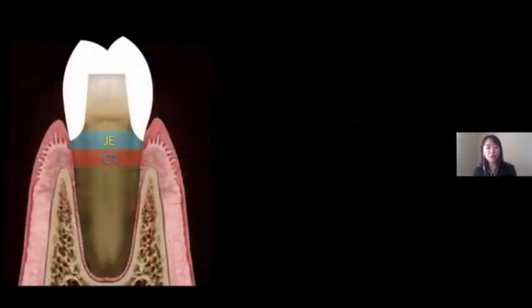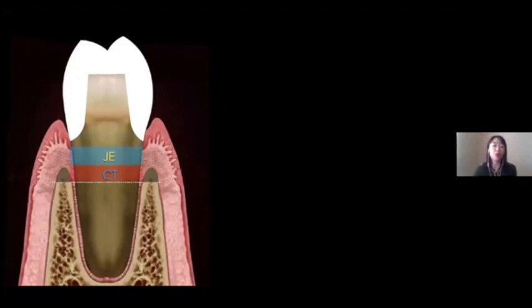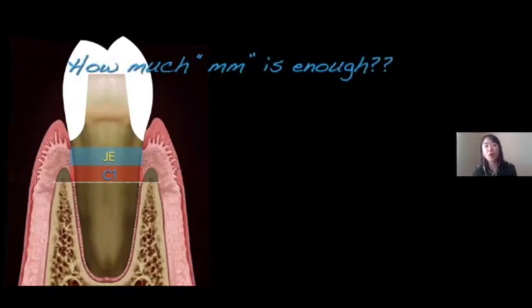So if we know our restoration margin will need to extend into the junctional epithelial zone, then we have to intentionally remove some bone to make room for the biologic width. So that's the purpose of doing the crown lengthening. So here comes the question, how many millimeters is enough for the bone reduction?